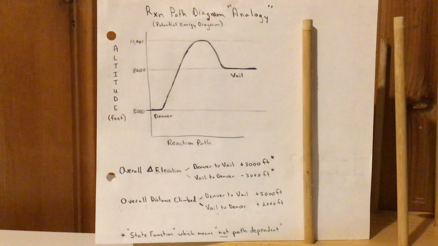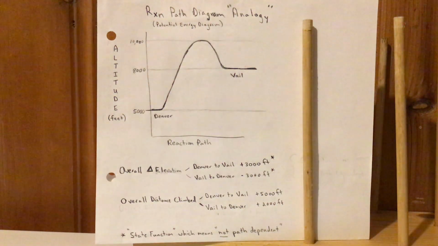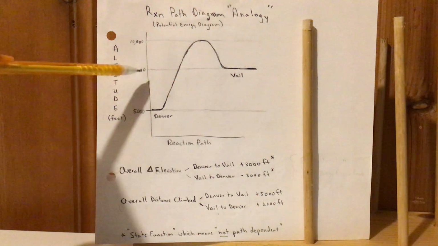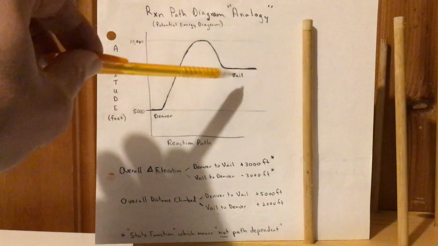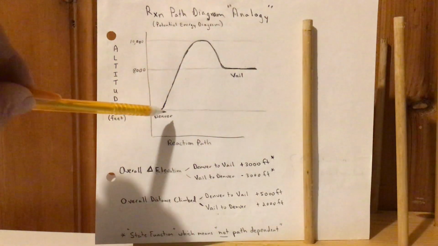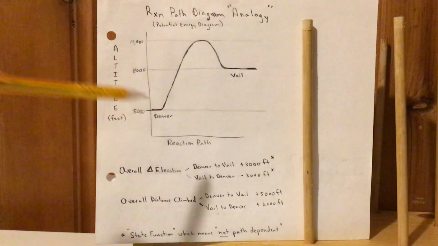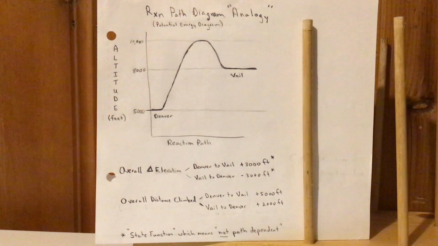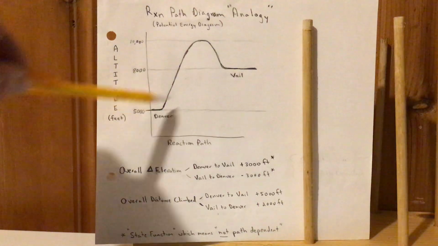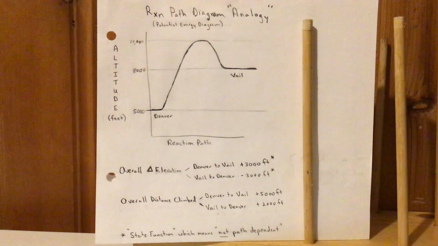So looking at this, going from Denver to Vail, the overall elevation change is going from 5,000 to 8,000. It would be plus 3,000 feet. What's the difference in elevation going from Vail back to Denver? It is minus 3,000 feet. That is the difference in elevation. It really doesn't matter what path you take. The difference between Denver and Vail is plus 3,000, or Vail to Denver would be minus 3,000.